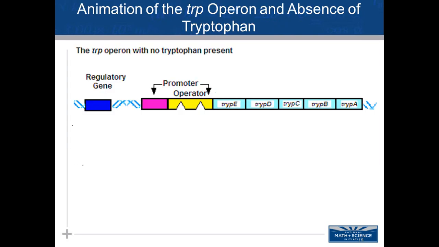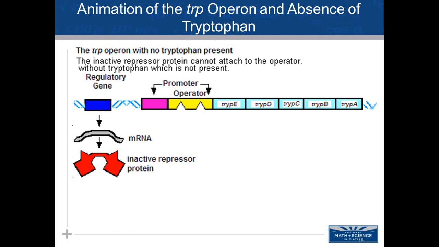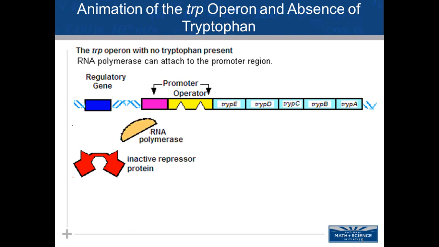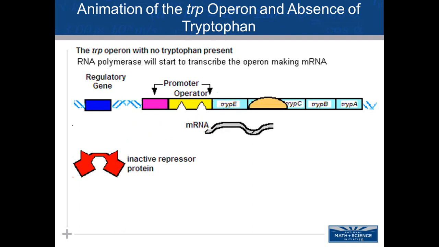Here is an animation showing you this process. Okay, the repressor protein is inactive, but there's no tryptophan around. So the RNA polymerase is going to attach, transcription is going to take place, all 5 genes are going to be transcribed and translated into the enzymes necessary to make the amino acid tryptophan.